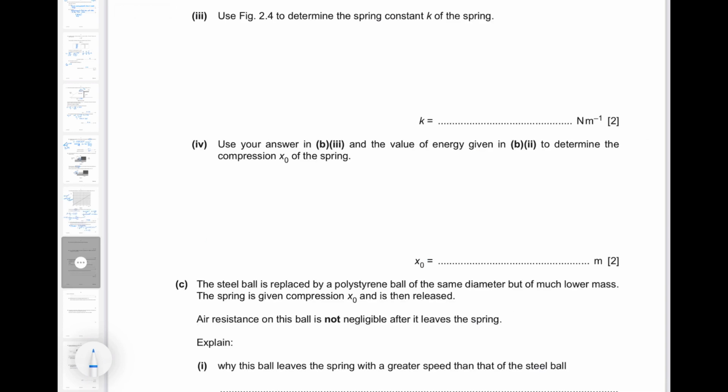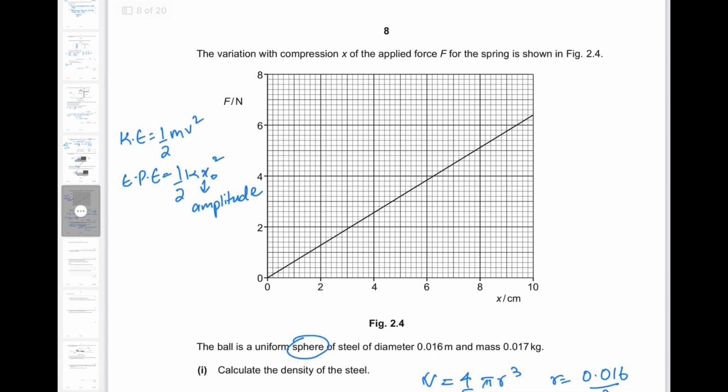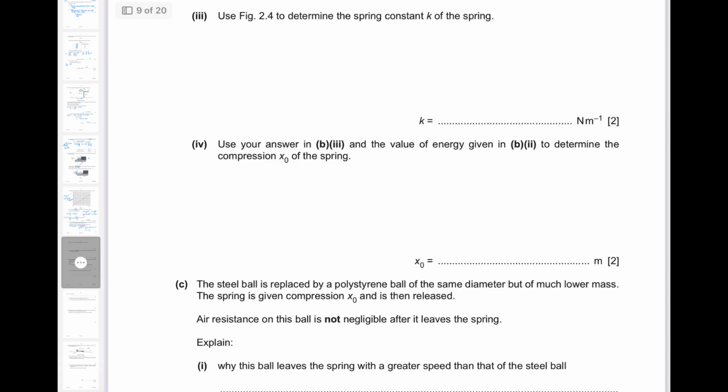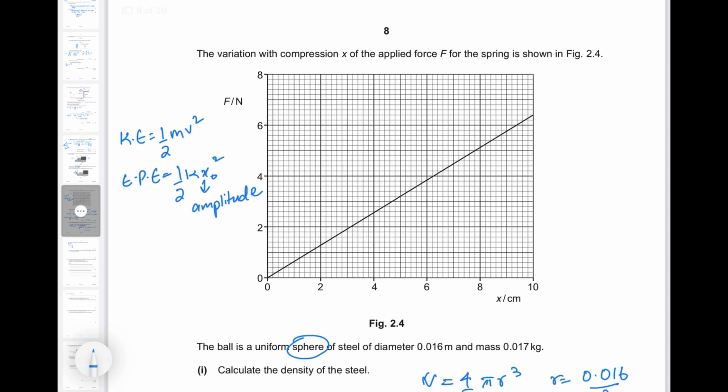3. Figure 2.4. Use figure 2.4 to determine the spring constant of the spring. As you can see in this diagram over here, that extension is directly proportional to force. This means that the spring obeys Hooke's law, and so we can use the formula force is equal to spring constant multiplied by extension to find out the spring constant. You can use any coordinate from this graph, and I will be using 6 newtons and 9.4 centimeters of extension.